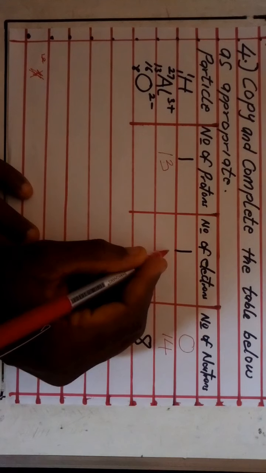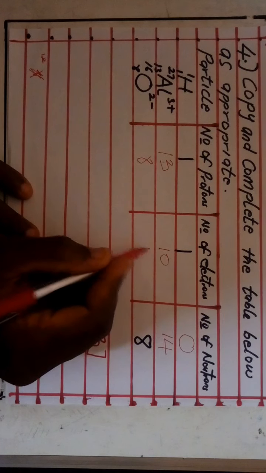Then the number of electrons: since this one has lost 3 electrons, you subtract 3 from 13, you get 10. Then the next one, number of protons for this one, oxygen, will be 8. The number of electrons, 2 minus, you have to add 2 to 8, you get 10.